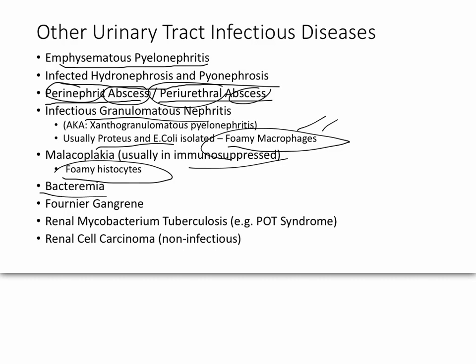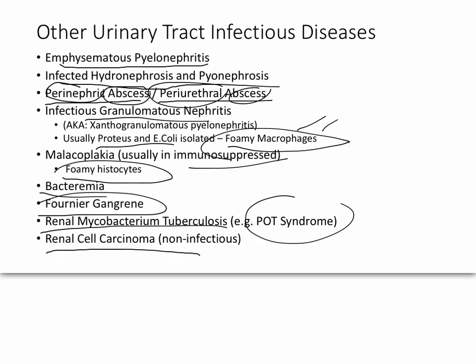Bacteremia, just because the bacteria being in the blood has a high chance of being pushed into the kidney. Fournier's gangrene, not extremely common in the urinary tract, but it can happen just like everything else can happen. You can get renal Mycobacterium tuberculosis, for example, Pott's syndrome. And then finally, renal cell carcinoma. This is, of course, non-infectious, but it presents like several of these other diseases.